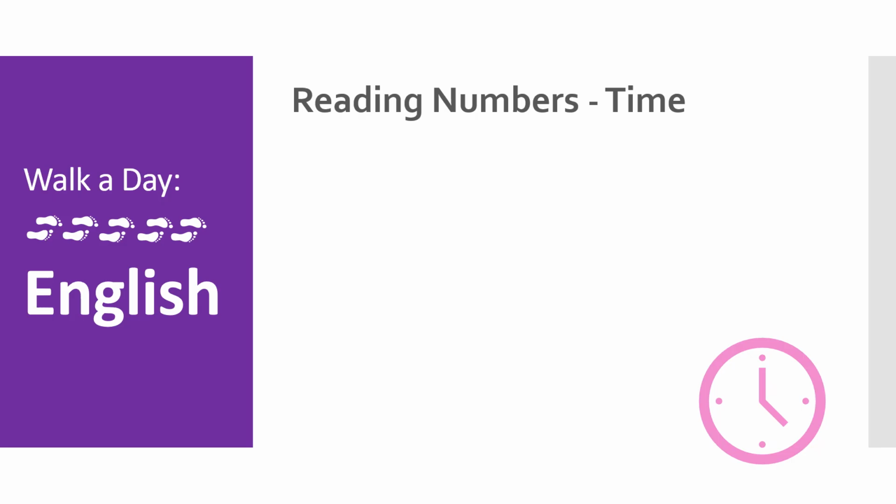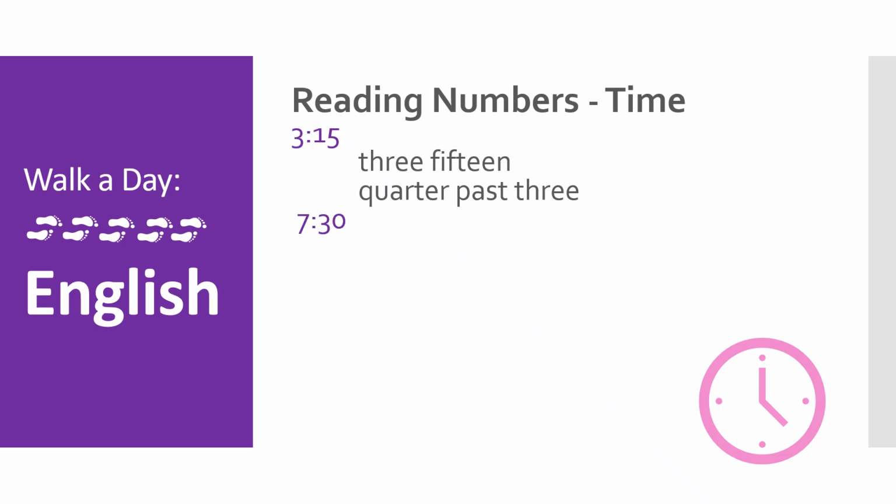When we read time in English, we usually say the hour first and then the minutes. So for example, this time here, we would read it as 3:15. Now, we might also say a quarter past three. It's a little bit more advanced, but both will show the same time. In this case, we will say 7:30. We can also say half past seven.